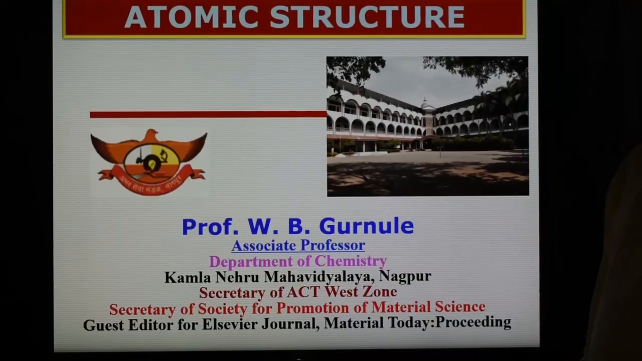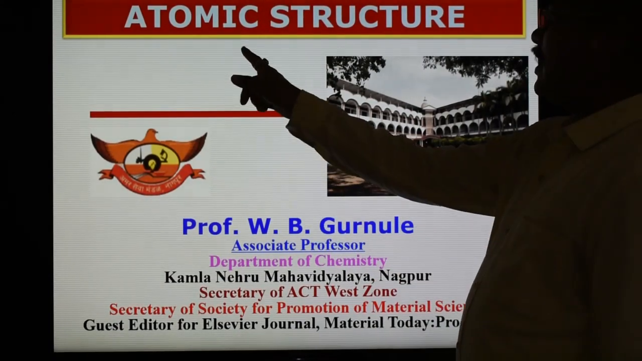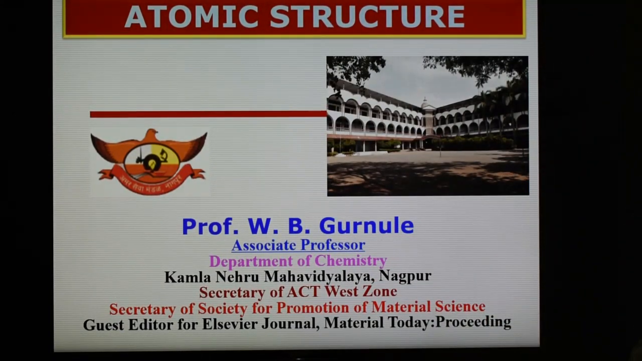Today I am going to discuss the shapes of different orbitals: s-orbital, p-orbital, d-orbitals, and after that three important principles. One is the Aufbau Principle, second is the Pauli Exclusion Principle, and third one is Hund's maximum multiplicity. These rules are used to write the electronic configuration of the element. So today we are going to discuss the atomic structure, in which the shapes of the different orbitals.